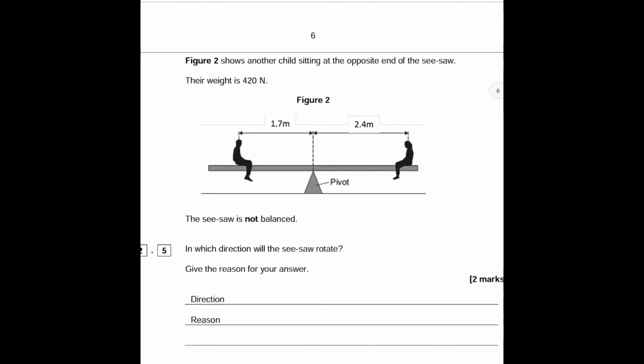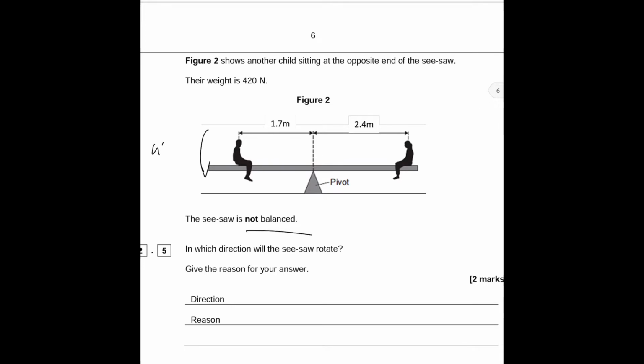Next one is that it shows another child sitting at the opposite end of the seesaw. Their weight is 420 newtons. The seesaw is not balanced, so that means the forces are not equivalent to each other. In which direction will the seesaw rotate? Okay, the seesaw rotates, so give a reason. So direction, right?